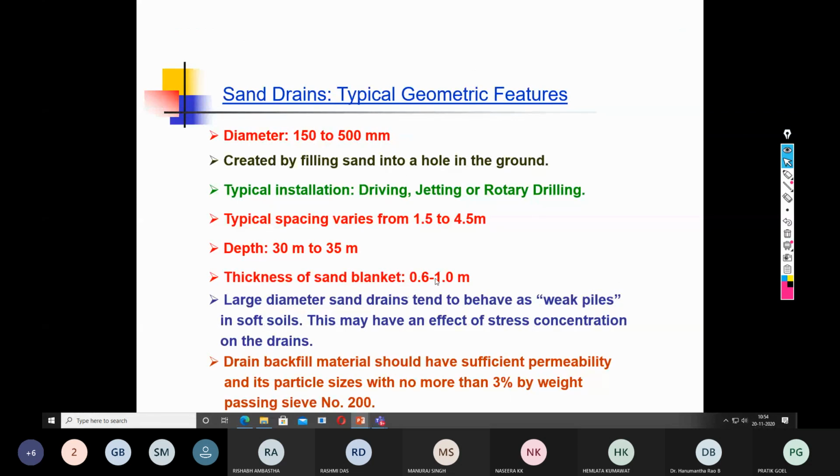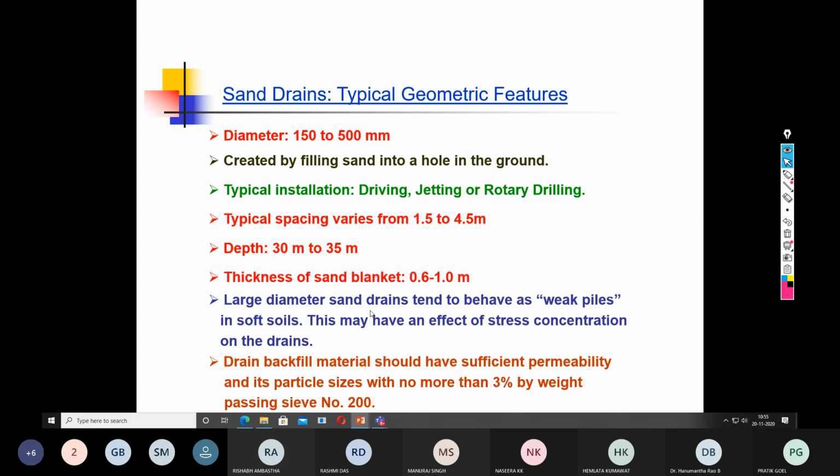These are some typical geometries. Diameter normally varies from 150 to 500 mm, but it can be more than 500 also. It is created by filling sand into a hole in the ground. To make a hole, we can use any kind of borehole technology, either by driving, jetting or rotary drilling. Spacing between two sand drains varies normally from 1.5 to 4.5 m. 4.5 is too high, so the common range is 1.5 to 3, and the depth can go up to 30 to 35 meters. The sand blanket is the gravel blanket layer laid on the ground surface, covering all the sand drains. The sand blanket is 0.6 to 1 meter thick.